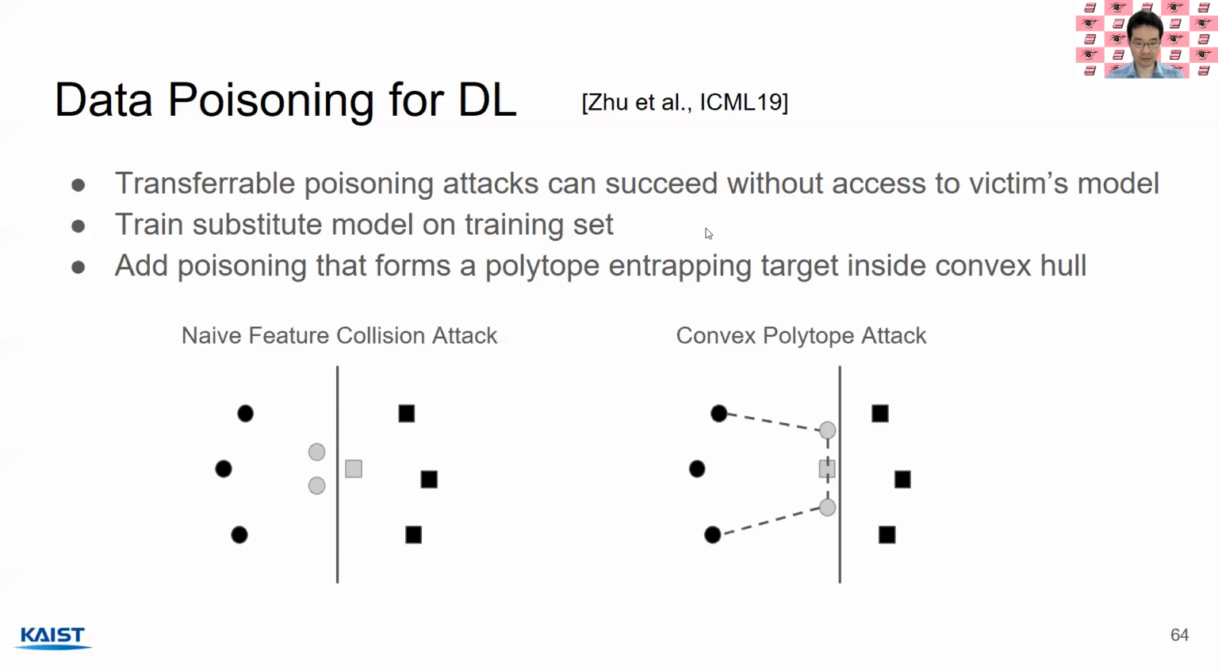So the proposal of this work is to use a convex polytope attack where the poisoning forms this convex polytope, and you want to make sure that the target is within it. So then there's a higher chance that the decision boundary will really shift enough so that the model will misclassify the target later on.